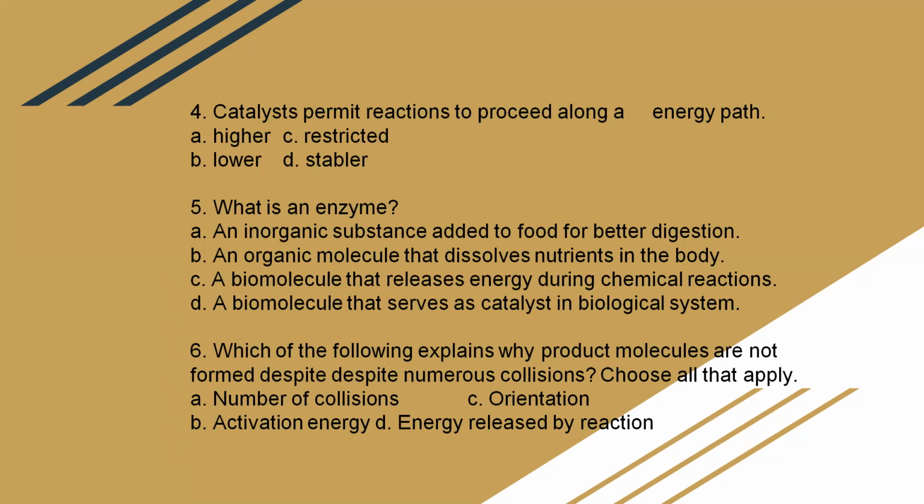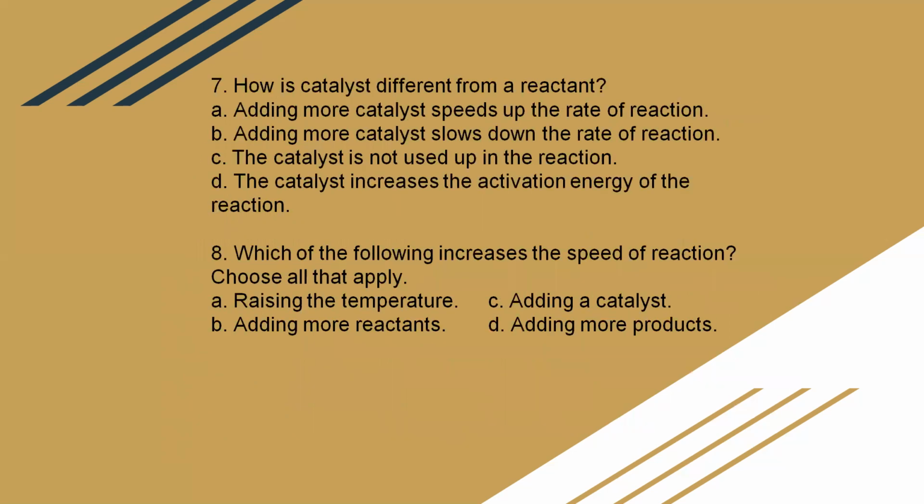6. Which of the following explains why product molecules are not formed despite numerous collisions? Choose all that apply. A. Number of collisions. B. Activation energy. C. Orientation. D. Energy released by the reaction. 7. How is a catalyst different from a reactant? A. Adding more catalyst speeds up the rate of the reaction. B. Adding more catalyst slows down the rate of reaction. C. The catalyst is not used up in the reaction. D. The catalyst increases the activation energy of the reaction.